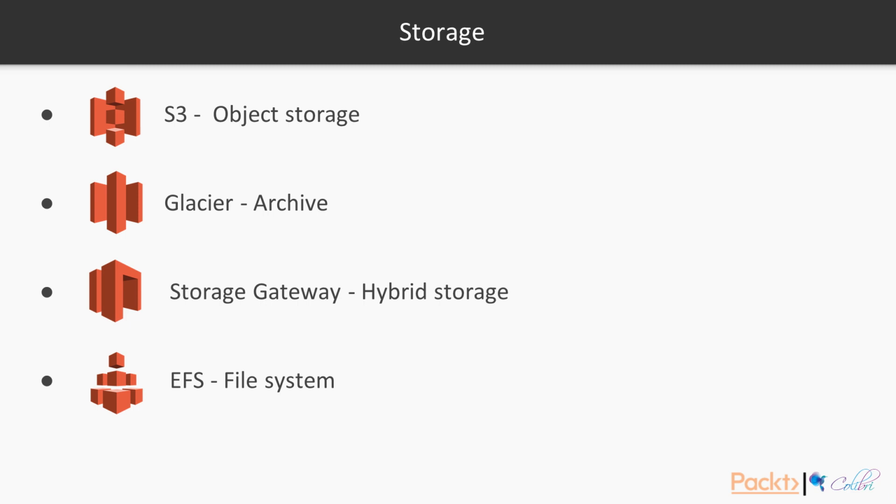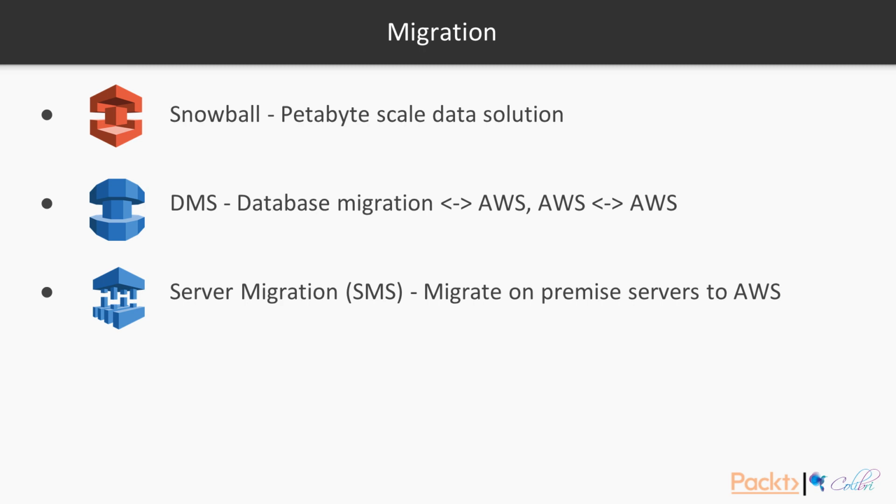AWS Storage Gateway helps you to connect your on-premise environment with the AWS Cloud Storage. EFS, or Elastic File System, is a file storage for EC2 instances. It allows for multiple EC2 instances to use it at the same time and serve the same content to your applications. Now, let's move on to migration.